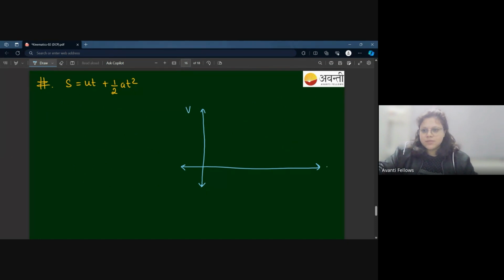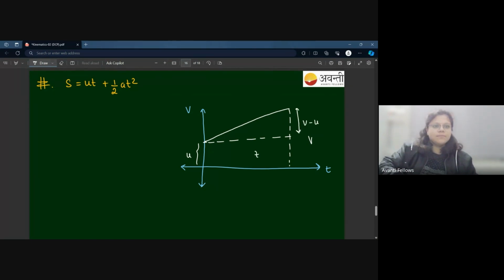So this is velocity versus time. And again, you have the same graph like this. So basically, this is your U. It is V. It is T. And this much is V minus U. Is that okay?